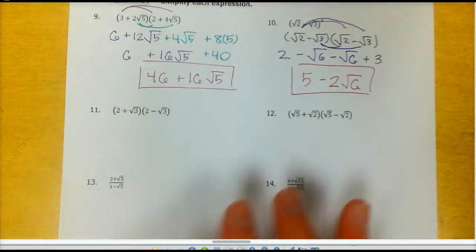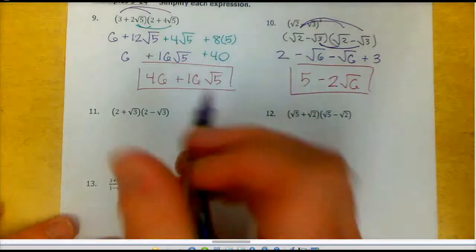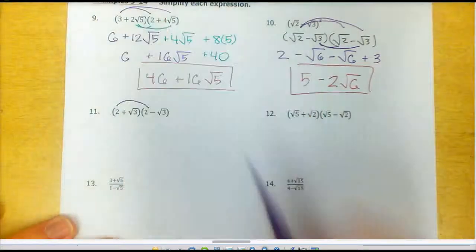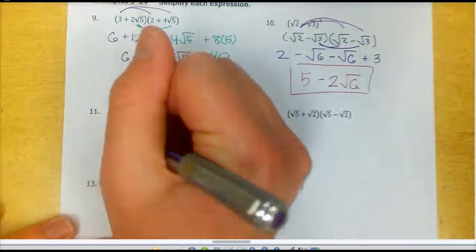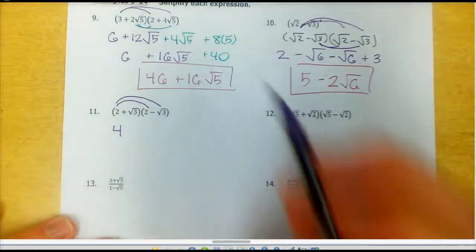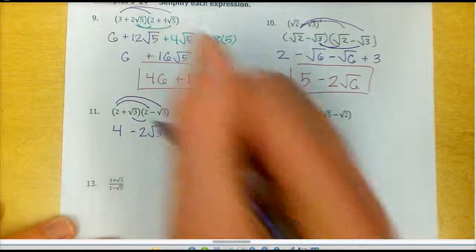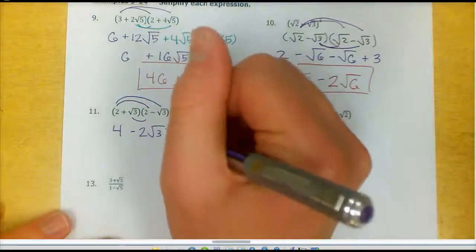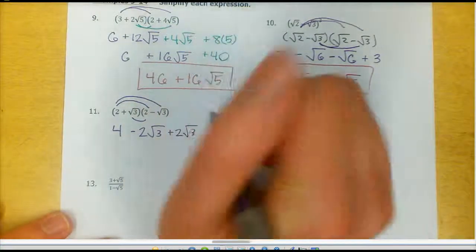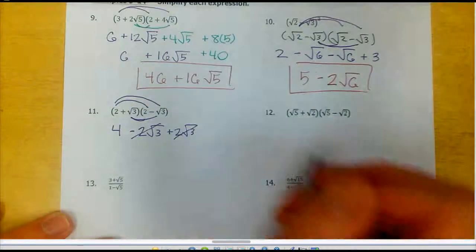Number 11, I have 2 plus radical 3 times 2 minus radical 3, which if you're good with your factoring, you know this is a difference of squares here. 2 times 2 is 4. When I take 2 times negative radical 3, that gives me minus 2 radical 3. And in the middle, 2 times radical 3 gives me plus 2 radical 3. So those are going to end up canceling each other out. And then radical 3 times negative radical 3 is just minus 3.